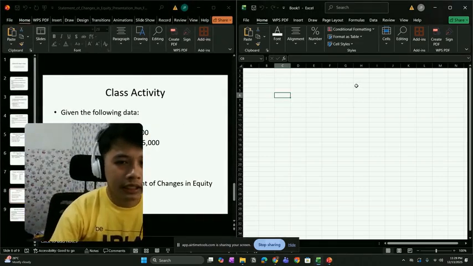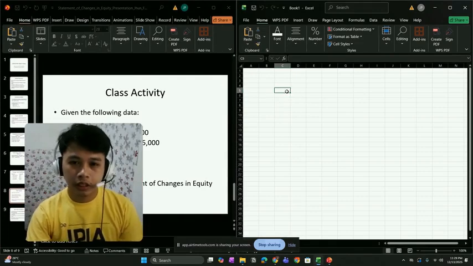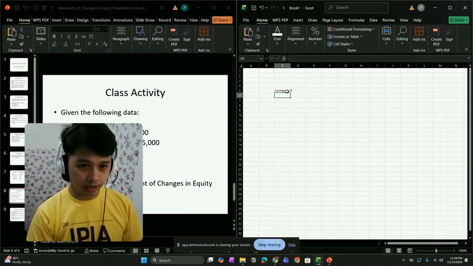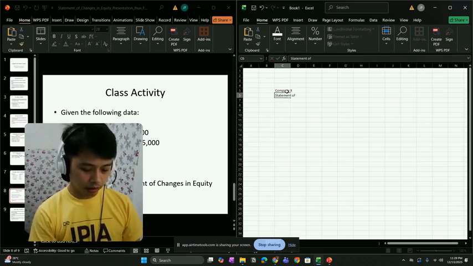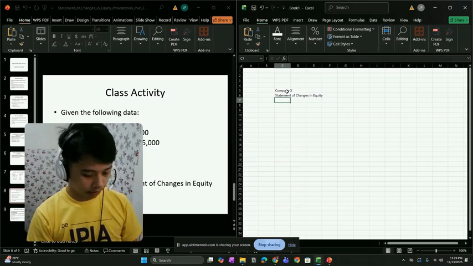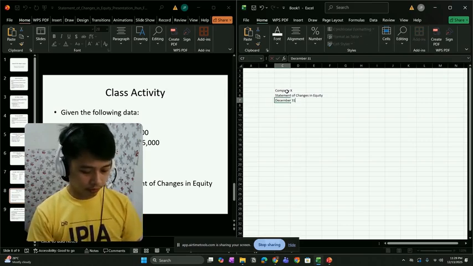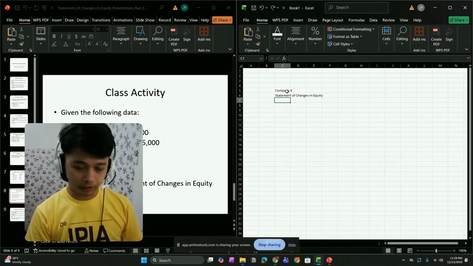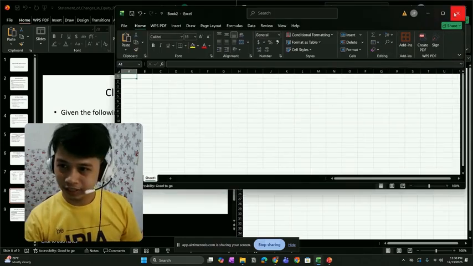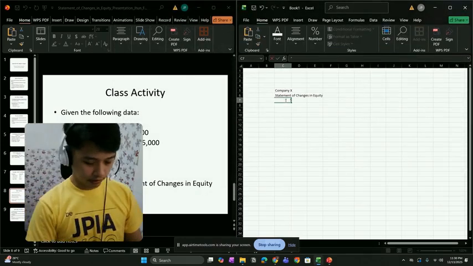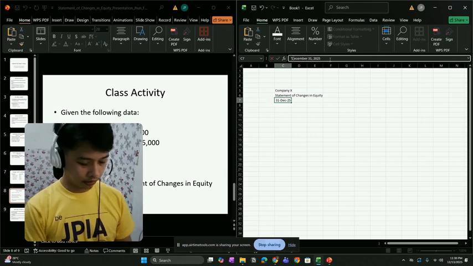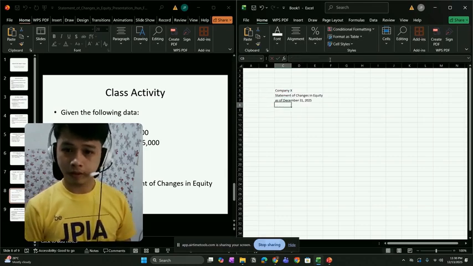So for the class activity, for example, ito company X, tawagin natin siyang company X. And then, statement of changes in equity. And then, for example, as of December 31, 2025. So for example, yan guys.